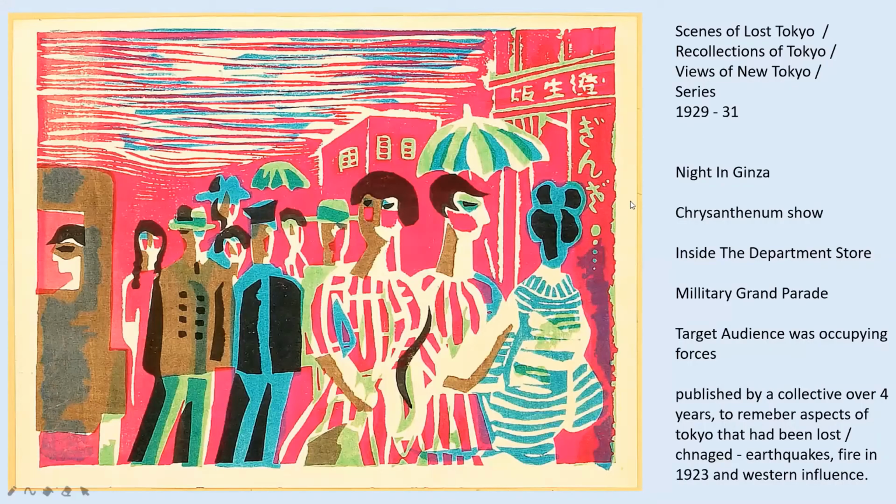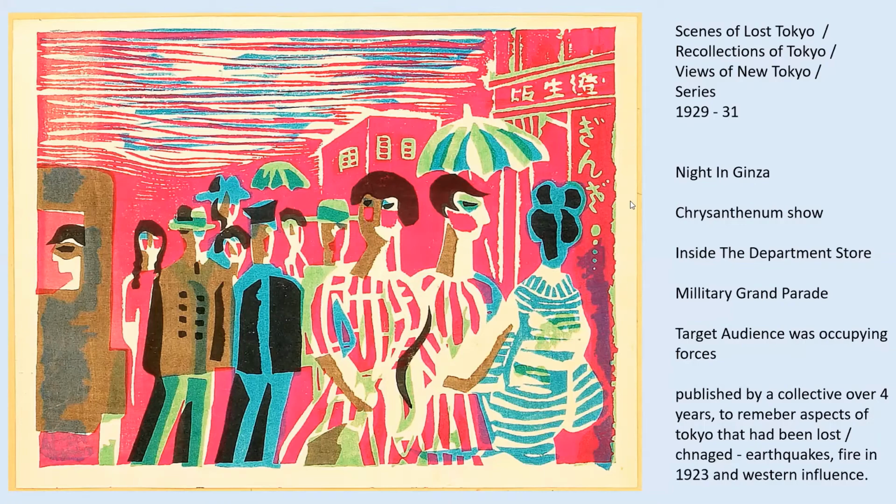And then he also contributed to this series made from 1929 to 1931 called Scenes of Lost Tokyo, or Recollections of Tokyo, or Views of New Tokyo. There's many ways to interpret this title. These prints were made by a collective of folk, so lots of people chipped in their art, and then they produced a series.